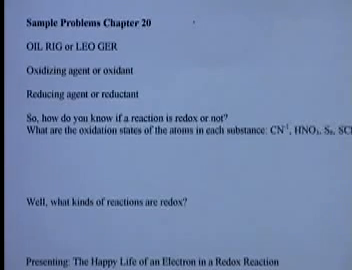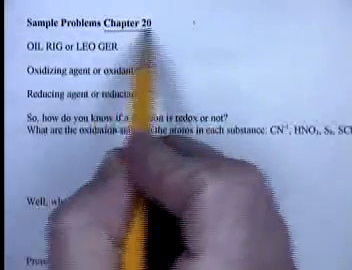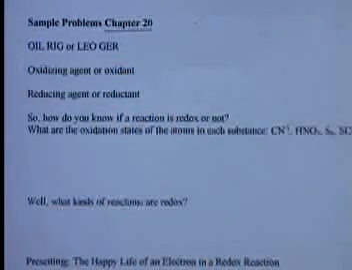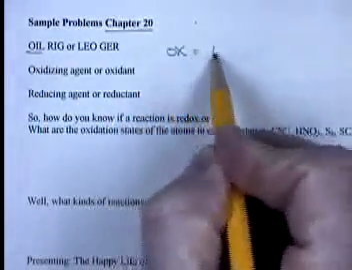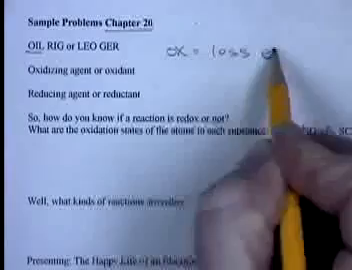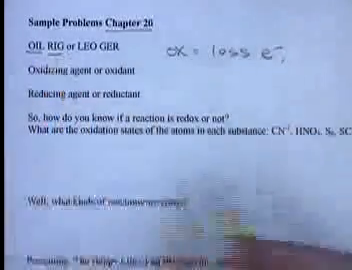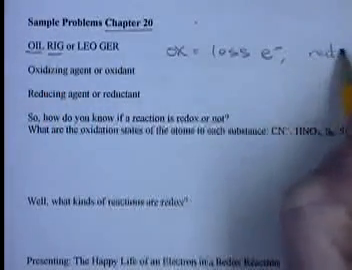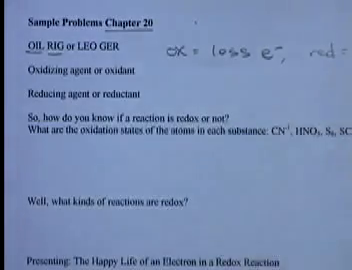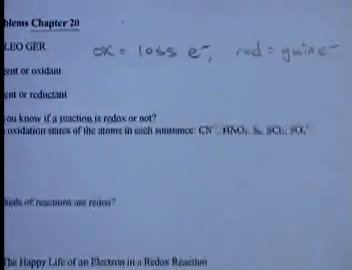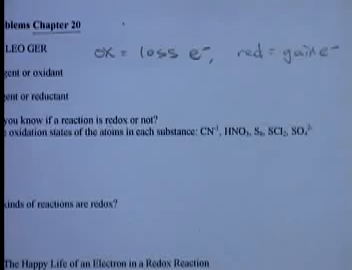This is a review of oxidation reduction chemistry and an introduction to our electrochemistry, chapter 20. Oxidation is the loss of electrons, and reduction is the gain of electrons. This is assuming that electrons are transferred from one thing to another in a chemical reaction.